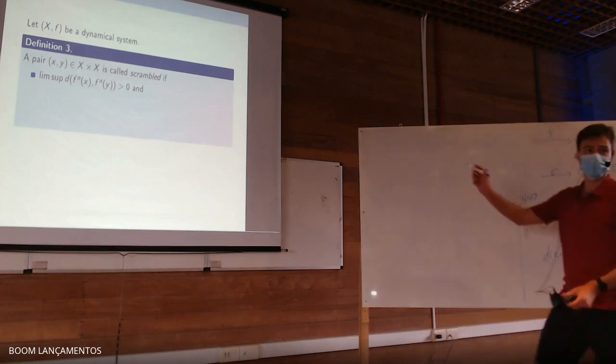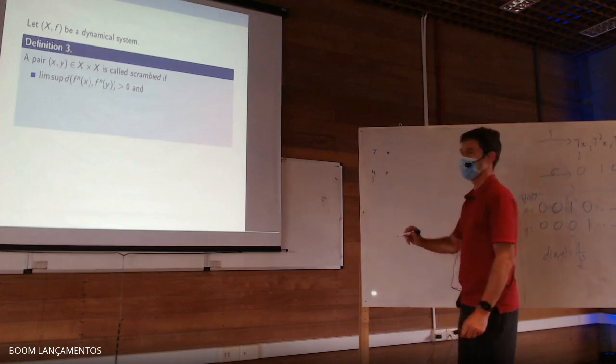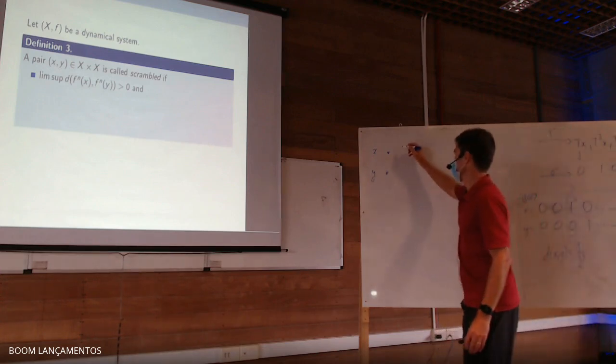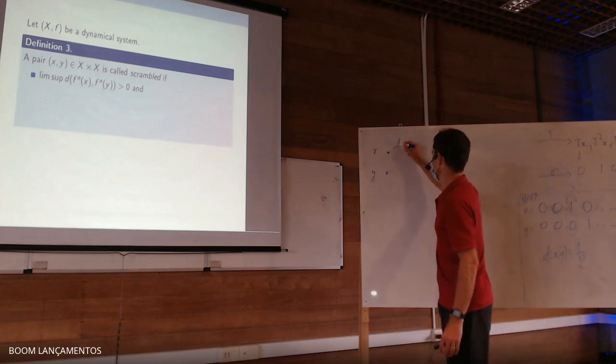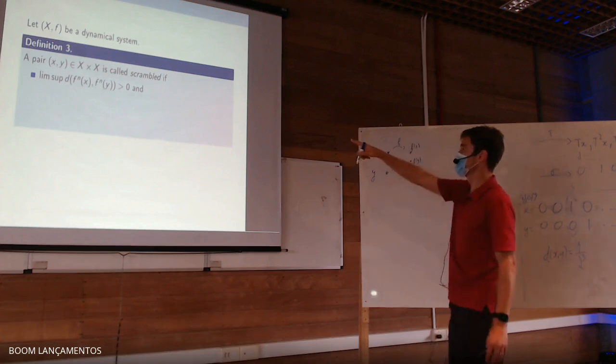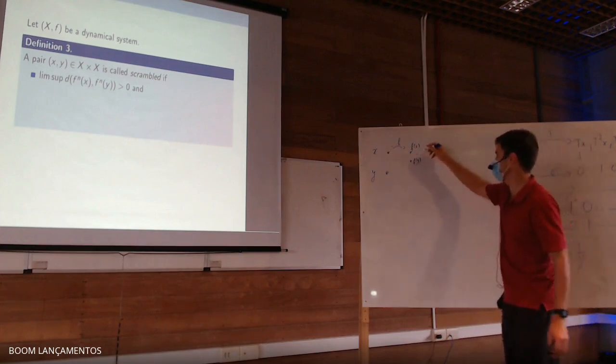So what is this saying, right? I have a pair of points, x and y, and I want to start to iterate these points and see what's happening. So I apply f to x here, and to y, so here is f of x and here is f of y. I want the limit sup to be greater than 0. So there's some sequence here where they're not getting too close.